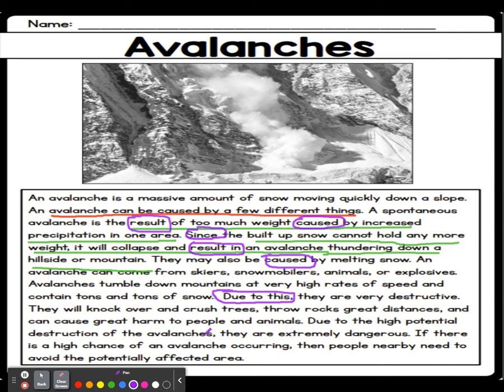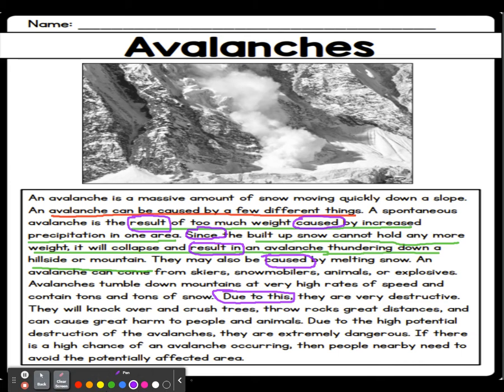Due to the high potential destruction of the avalanches, they are extremely dangerous. If there is a high chance of an avalanche occurring, then people nearby need to avoid the potential affected area, or they might need to evacuate.